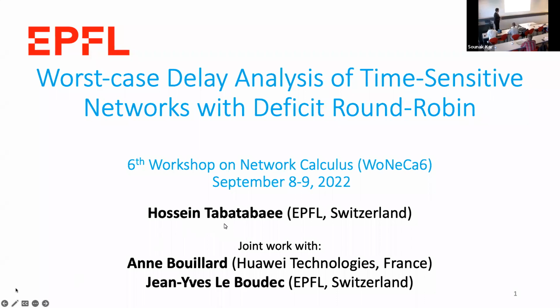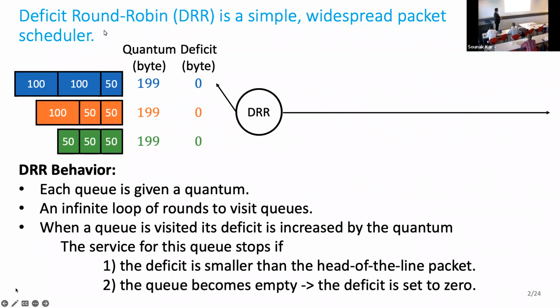My name is Hossein Tabatabaee, and here is our work on deficit round robin. Deficit round robin, or DRR, is a simple, widespread packet scheduler. With DRR, we have several queues or clients, and we want to share a resource or a bandwidth among them.